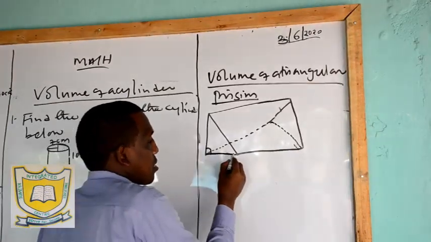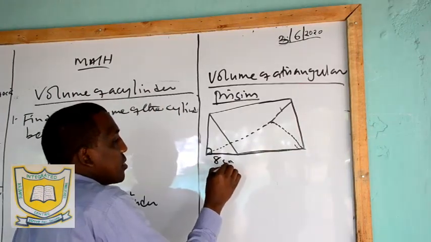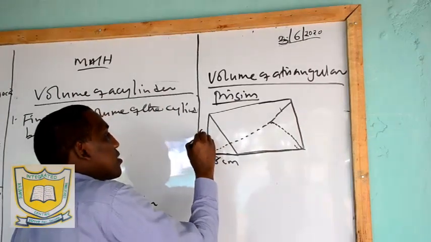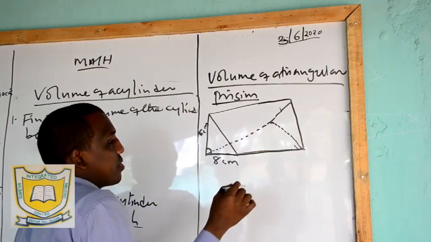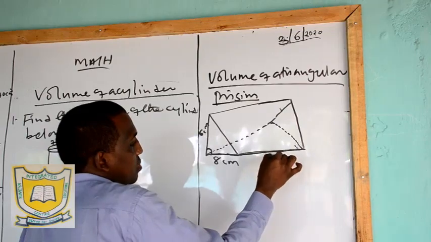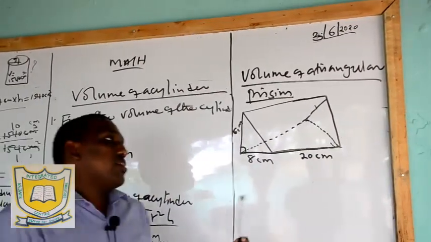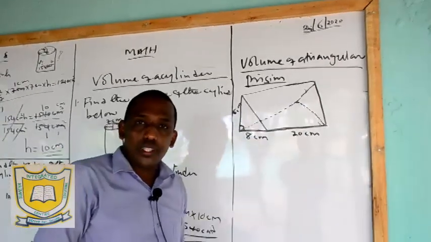Then let's say here you are given 8 centimeter, here you are given 6 centimeter, and here you are given, let's say, 20 centimeter. So someone tells you now to find the volume of a triangular prism.